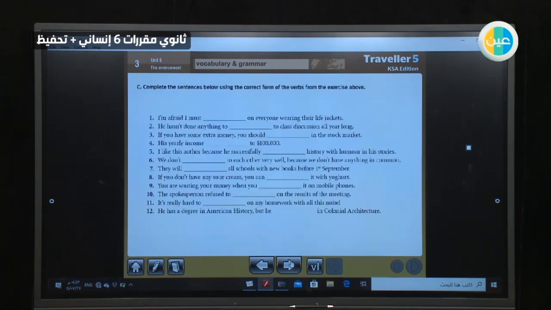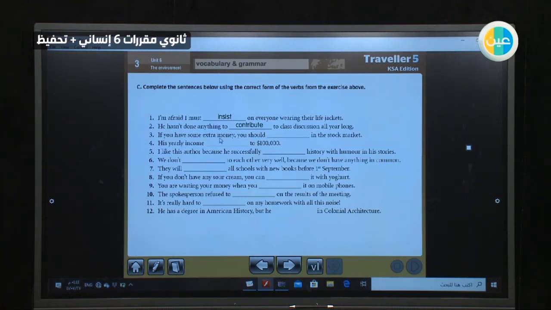Here he wants you to complete the sentences below using the correct form of the verbs from the exercise above. Okay, "on," so you will think of the verb that goes with "on." I am afraid I must insist on everyone wearing their life jacket. Insist, they should. He hasn't contributed anything to class discussion all year long. So yes, he hasn't contributed, shared.